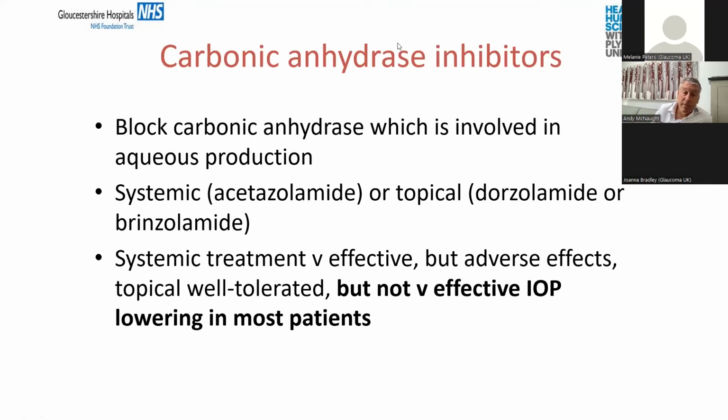Other ways to make the pressure come down, what's called carbonic anhydrase inhibitor eye drops. That's another way of reducing the production of fluid, because carbonic anhydrase is an enzyme that helps make aqueous fluid. You can give these drugs either as tablets, systemic, so that's for the whole body, and those tablets are called Diamox or acetazolamide. And we tend to reserve that for people that have got quite troublesome and severe glaucoma. Or you can use it as eye drops, either in the form of dorzolamide, called Trusopt, or brinzolamide, which is called Azopt.